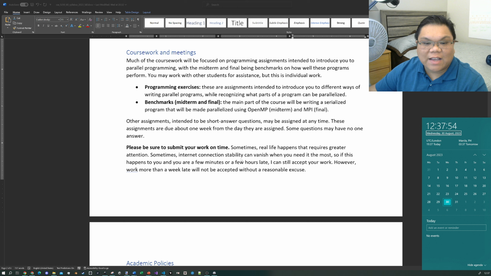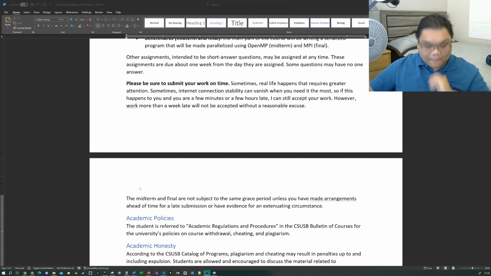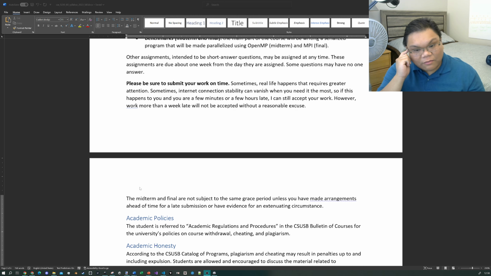This syllabus is actually incorrect. What it should include is a late policy regarding the midterm and final. So I'm actually going to be enforcing a late policy regarding the midterm and final. It must be on time. Unless you have made arrangements with me ahead of time to account for a late submission, or you have evidence for an extenuating circumstance.